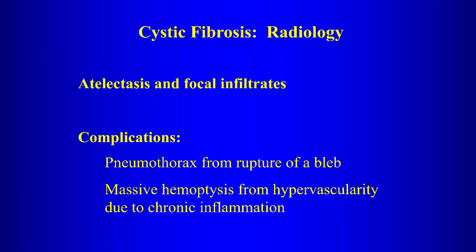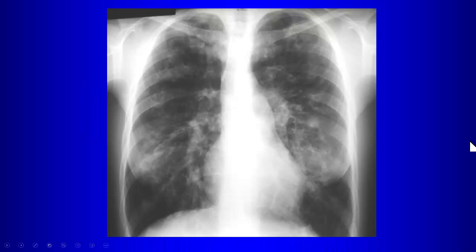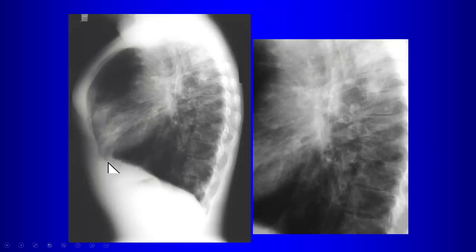Whenever there's chronic inflammation of the lung, patients develop hypervascularity, especially from small arteries. And so they're at increased risk for bleeding, and sometimes that can be life-threatening in patients with cystic fibrosis. So if we have a young person with increased lung volumes, parabronchial thickening, dirty looking lungs, mid to upper lung distribution of disease, on the lateral you can see the flattened diaphragms, increased lung volumes, and we can really see the bronchiectasis very nicely here on the lateral view.